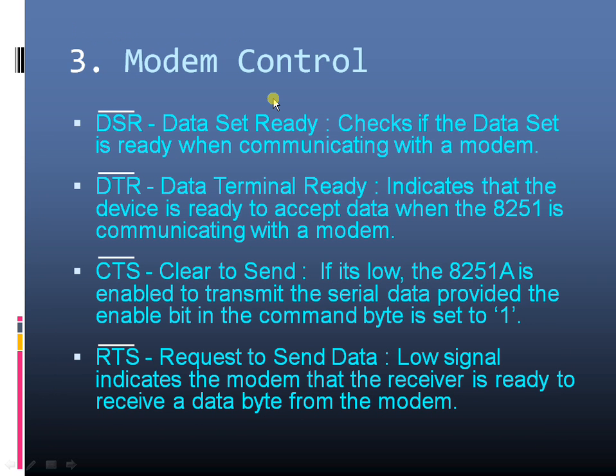Now let us discuss about the modem control signals. There are totally 4 modem control signals: DSR bar, DTR bar, CTS bar, and RTS bar. All these are active low signals. Okay, now this DSR is nothing but data set ready. Whenever the modem is ready to communicate with 8251, it sends a logic 0 through this particular pin. In response, the 8251 would be sending a logic 0 through this particular pin. Okay, and then RTS will be used by 8251 to request the modem for sending some data. And in response, the modem is going to send CTS signal, that is clear to send.